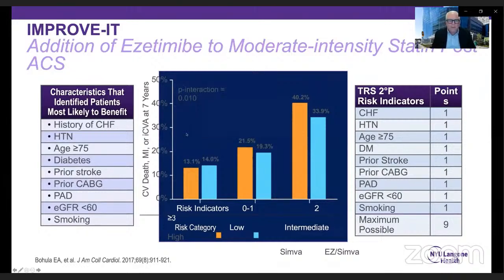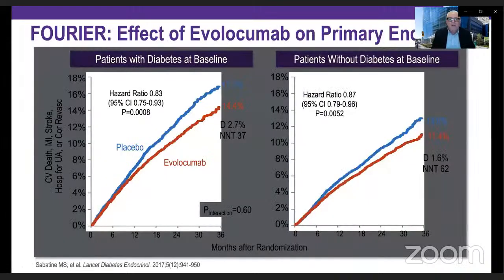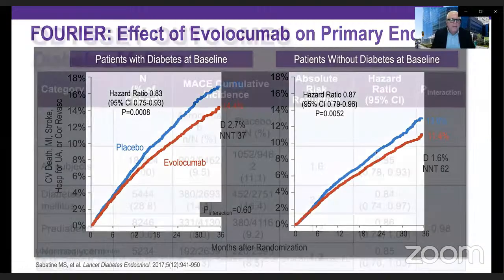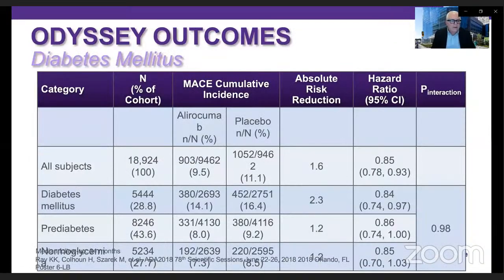but they're in that slide for you. But this is some great data from IMPROVE-IT, looking at risk scoring within the overall population, showing us that the patients who have more risk indicators have greater benefit from the same intervention. The higher the risk, the greater the benefit. No surprise, we also see that in patients with additional risk factors in FOURIER, such as diabetes, greater benefit versus those who don't have diabetes. And in ODYSSEY OUTCOMES, very similar.